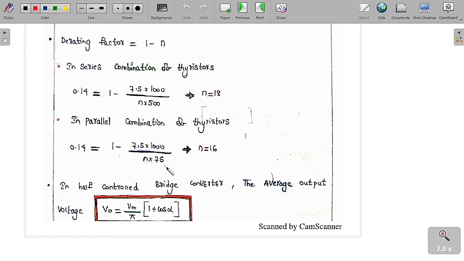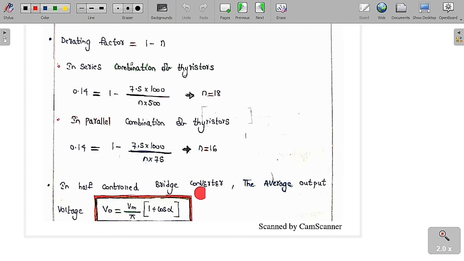Now 18 thyristors we need to connect in series, and we need a parallel branch of 16. So therefore total SCRs are nothing but 18 into 16. This way the number of SCRs is going to be present. In parallel means we have to go for the current rating. In series means we have to go for the voltage rating.